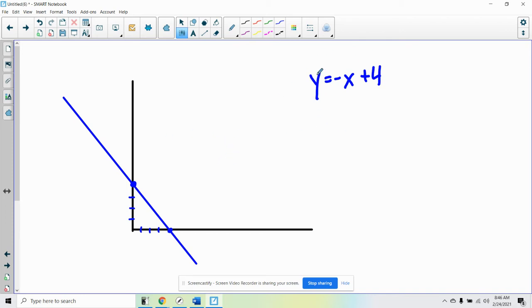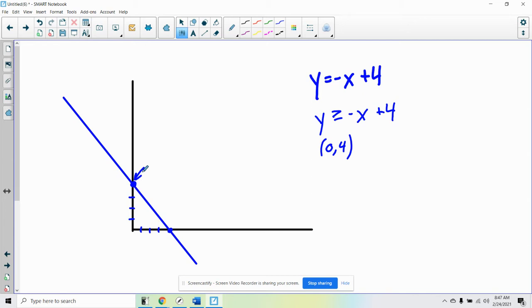Now, what if I said, all right, I don't just want all the y's that equal negative x plus 4. I want all the y's that are greater than or equal to negative x plus 4. So all the points on this line still satisfy that equation, but every point above the line also satisfies that equation. Like originally, the point (0, 4) would work. That would fall right here.